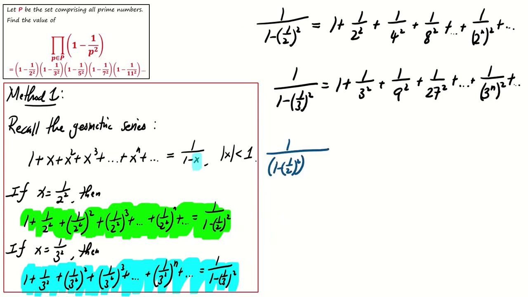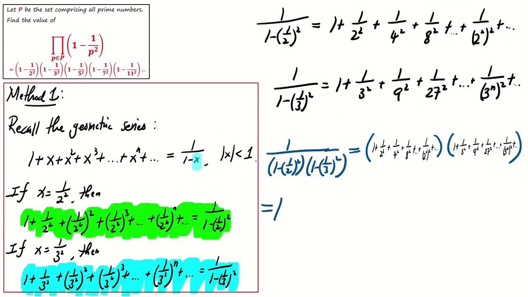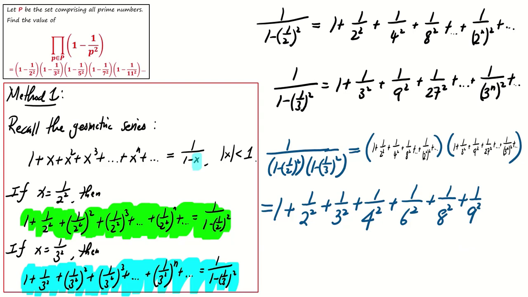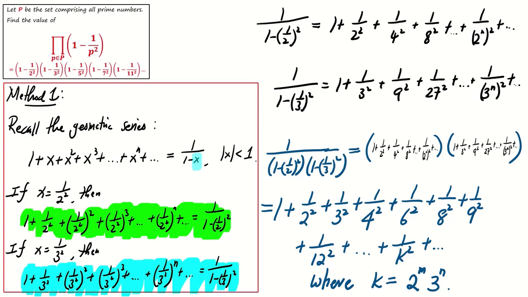So if you take the product of these two series, we obtain the first term 1 and the second term 1 over 2 squared, followed by 1 over 3 squared, 1 over 4 squared, 1 over 6 squared, 1 over 8 squared, 1 over 9 squared, and so on. The general term is 1 over k squared, where the prime factorization of k consists of the primes 2 and 3.